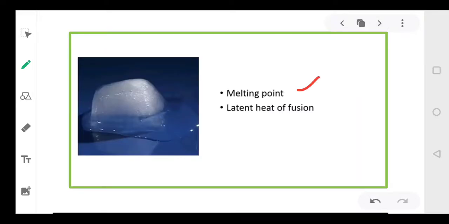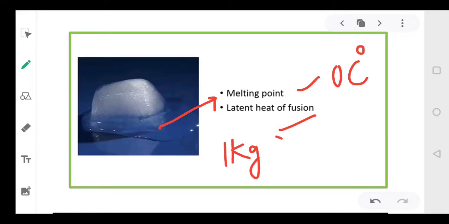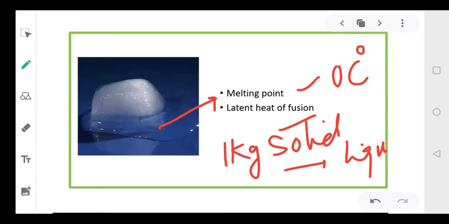Now what is melting point? See, I have shown in the picture ice changing into water. This is called melting. Ice melts at 0 degrees Celsius. Now what is latent heat of fusion? It is the amount of energy required to change 1 kg of solid into liquid.